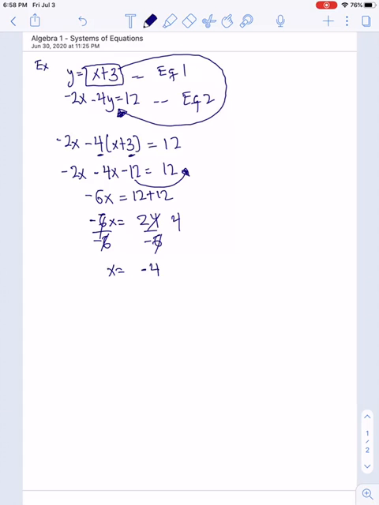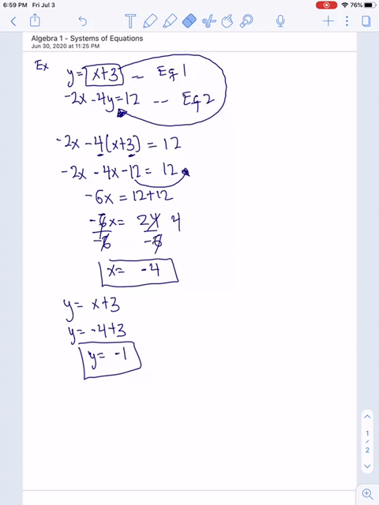So now that we have x, we're going to plug it into either equation 1 or equation 2. In this situation, I'm going to pick equation 1. So we're writing equation 1 as y equals x plus 3. Y equals, plug in negative 4 for x, will be negative 4 plus 3. And I'll get y equals negative 1. So our final answer will be x equals negative 4 and y equals negative 1.